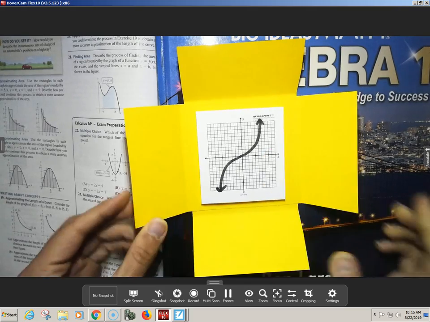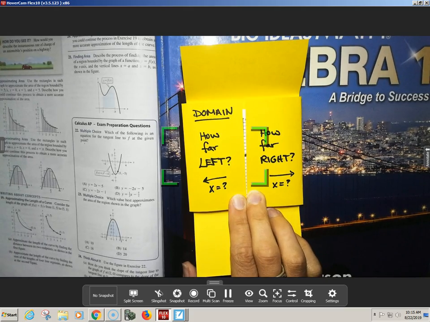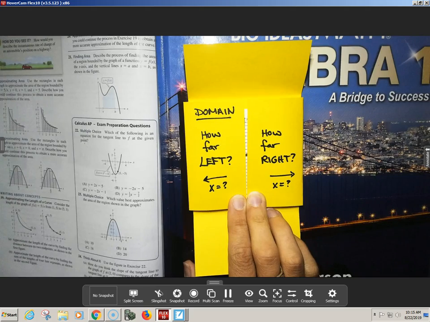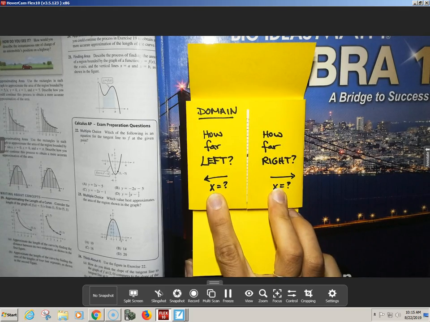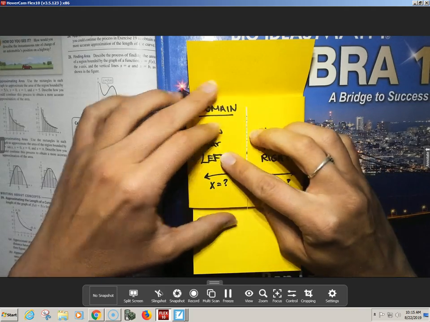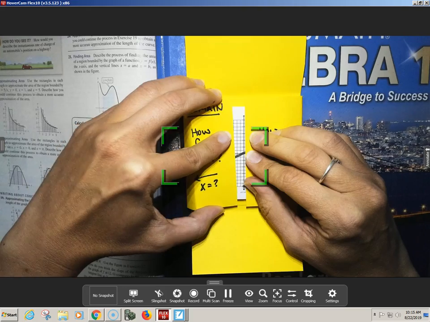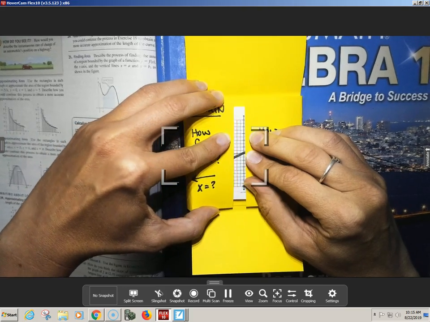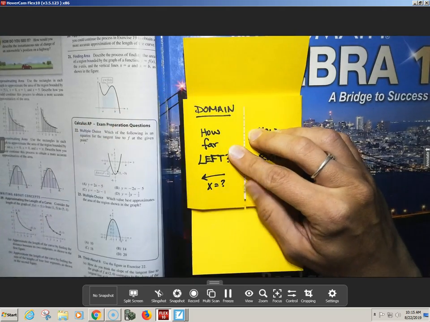Okay. So, domain. If I was a really cool teacher, I would have made one of these for all of you, but I don't have that much time. Domain answers how far left to how far right. Why is it x equals? It's the x-axis. And how far left, isn't it going to be a vertical line? And what are all vertical lines? Aren't they all x equals?